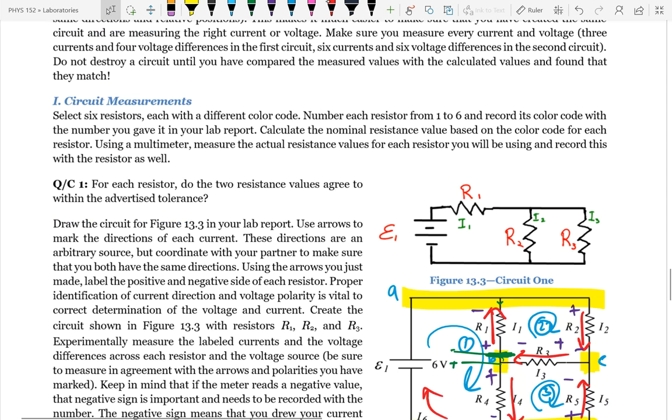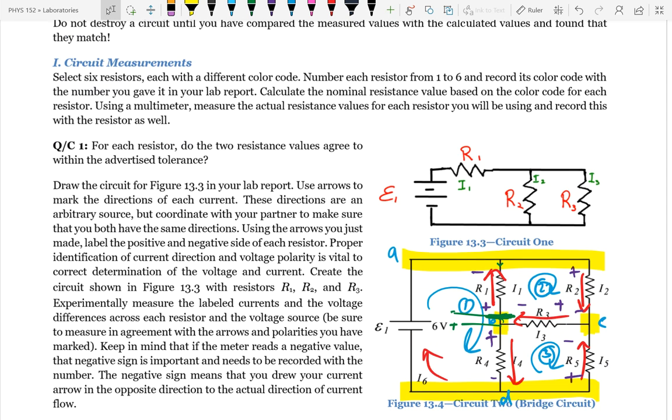Then you're going to make circuit 1. So you actually make circuit 1, and you're going to measure each of the 3 currents indicated there, I1, I2, and I3. And the voltages: the voltage E1, the voltage across R1, the voltage across R2, the voltage across R3. Make sure you're consistent with your picture and how you measure. So you measure the voltages and the currents.